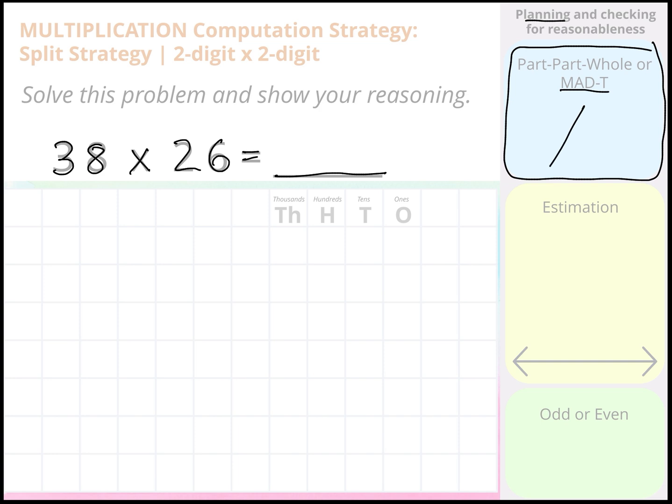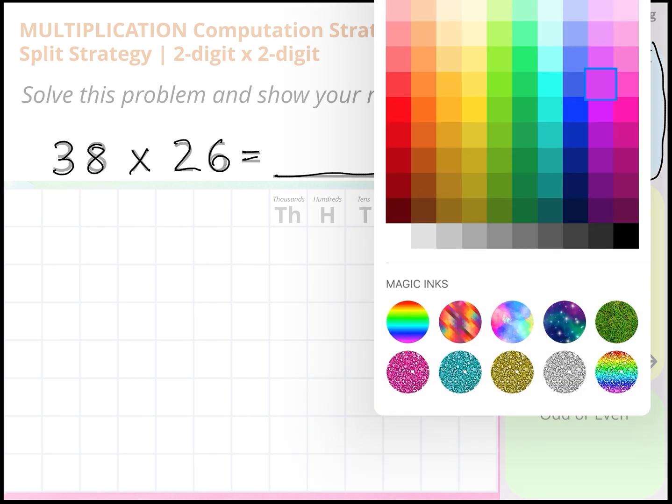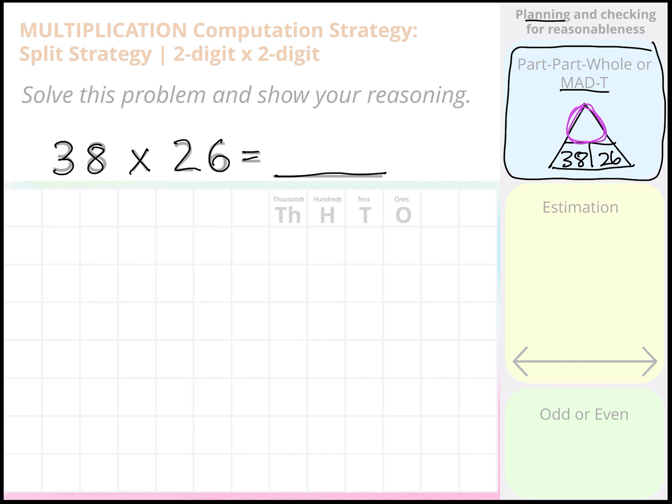We're going to do a Mad T because this involves multiplication. 38 multiplied by 26. And our answer is going to be bigger than 38, and it's going to be bigger than 26. Okay, so it might have each of the 26 children did 38 math sums. How many sums did they do all together? Could be our question, maybe.